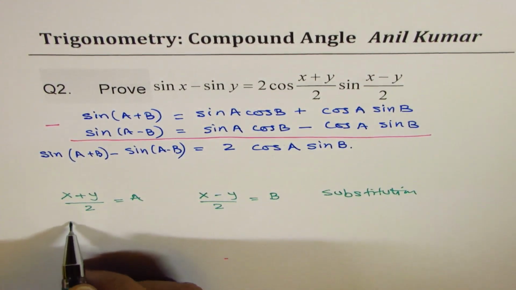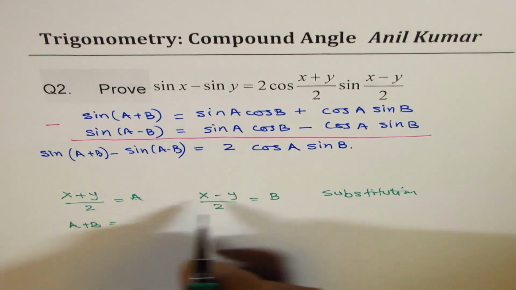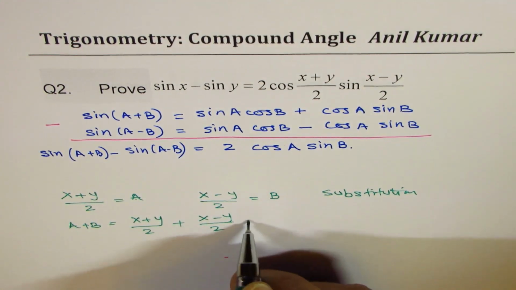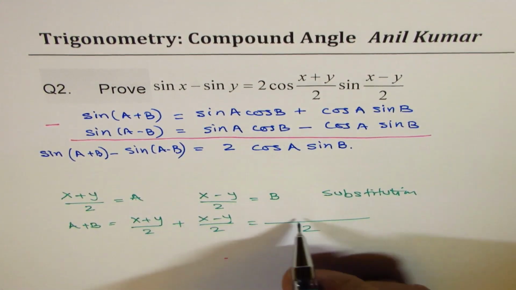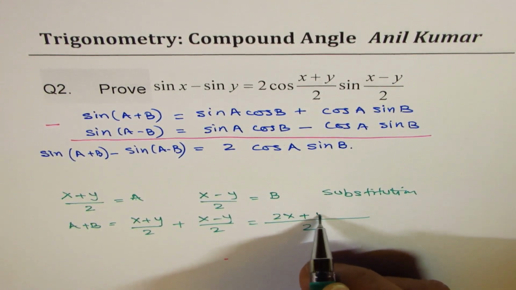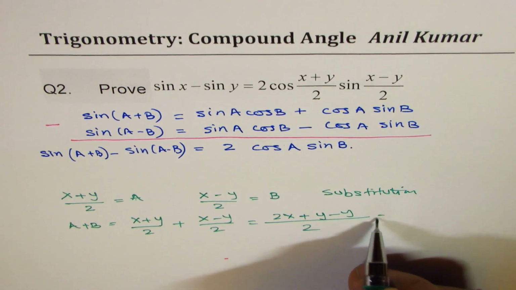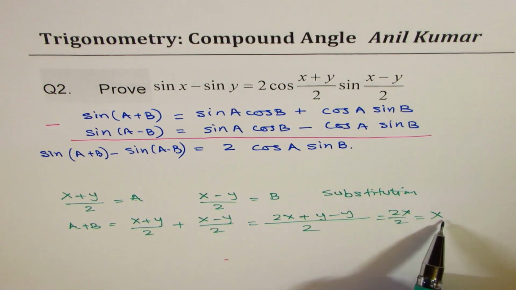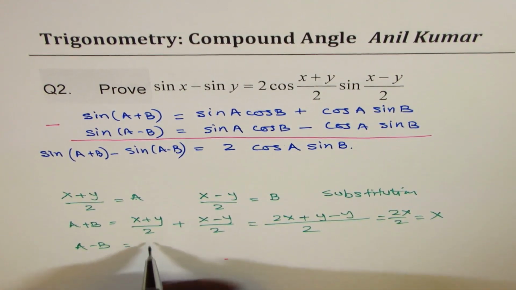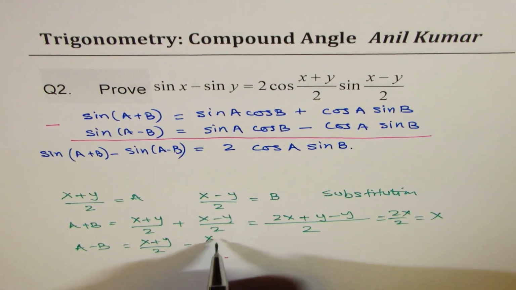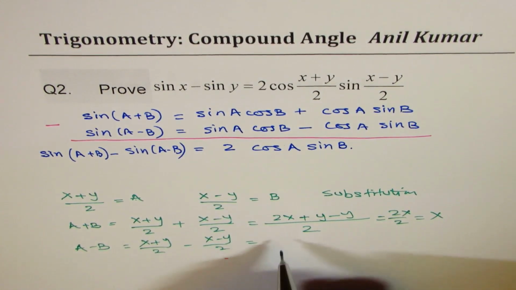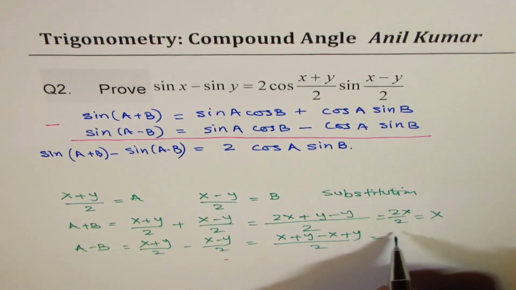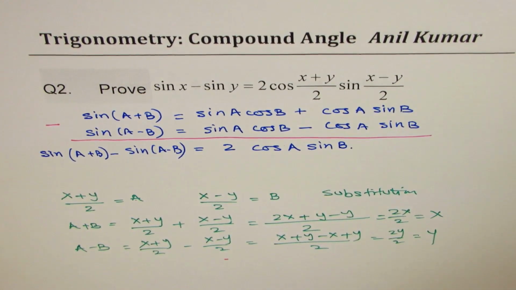Now, if I do A plus B, what do I get? If I add these two, I get (x plus y) by 2 plus (x minus y) by 2. That gives me 2x by 2, which is x. Correct? So A plus B is x for us. And what is A minus B? It will be (x plus y) by 2 minus (x minus y) by 2. That gives us (x plus y minus x plus y) over 2, which is 2y over 2, or y.